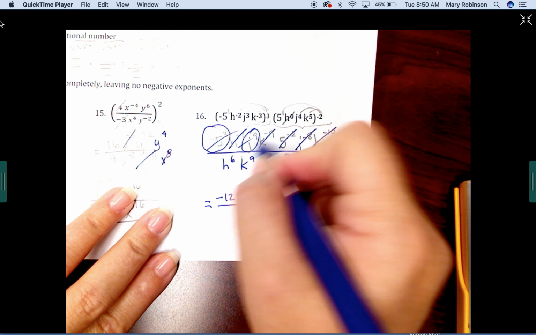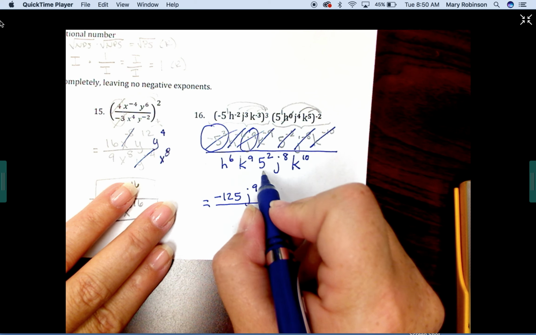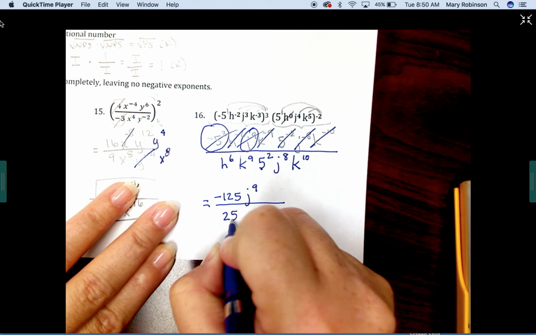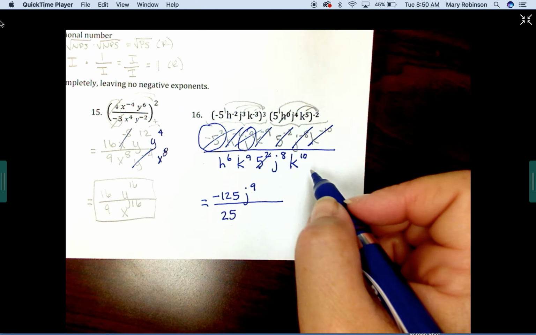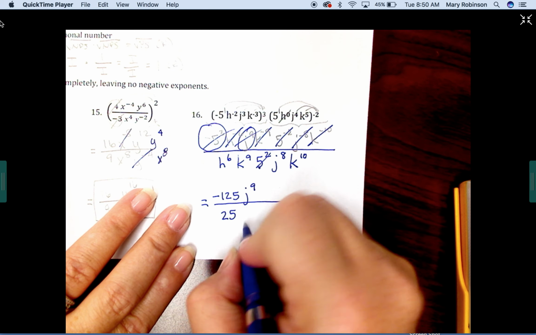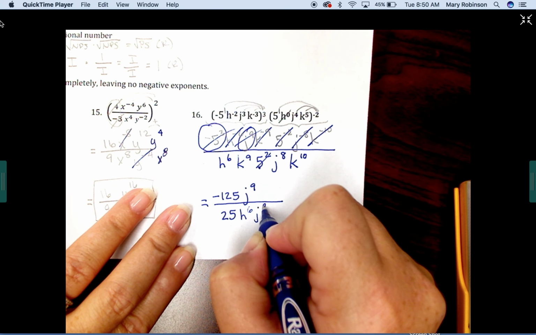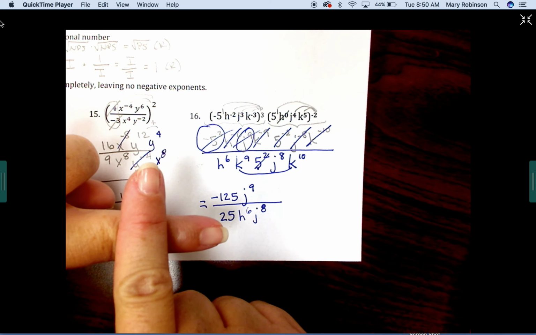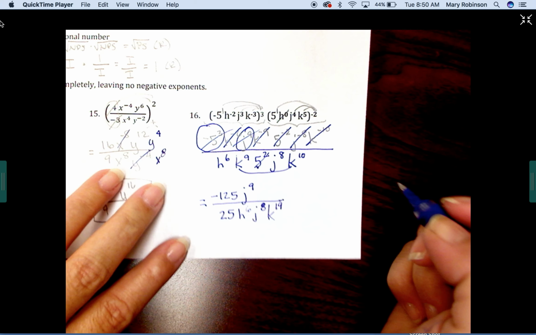So I'm done with these. Now I want to take a look at my denominator and recognize that I do have this numerical value here, 5 squared. Well, that means 5 times 5, which is 25. I'm done with that. And I do want to list my variables in alphabetical order. So think H, I, J, K. So H would go first. So I have H to the 6th, J to the 8th. And then my K's, I'm multiplying K's, so I add their exponents. So I'll have K to the 19th in my denominator.